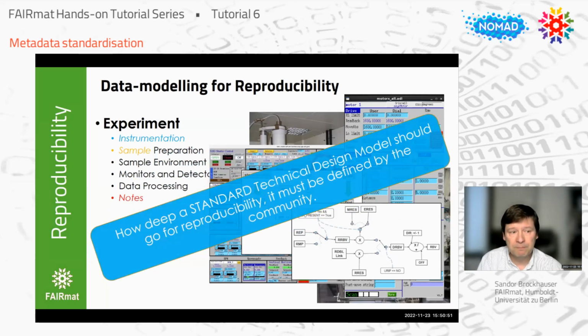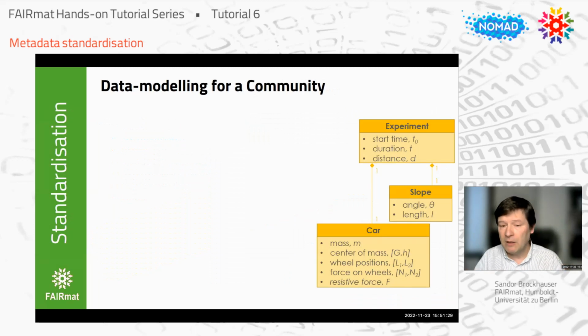The only way forward is to describe it somewhat properly. What do we mean by properly? It's very important, because you can be lost in this process. If you go down and describe everything, even the last screw that you have to put in place, it's difficult. It is really the role of the community to decide what should be the standard. How deep a standard technical design model should go for reproducibility must be defined by the community. The community is actually what defines what we need in order to understand what you are speaking about.